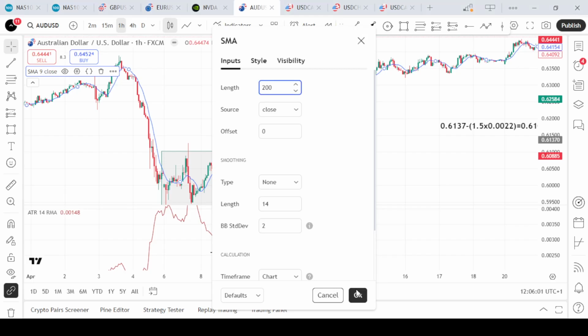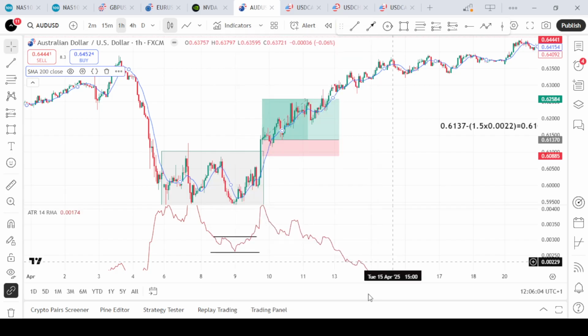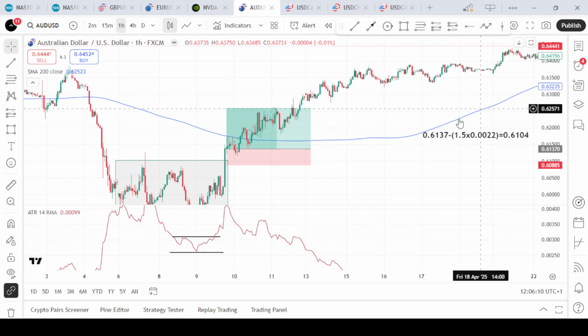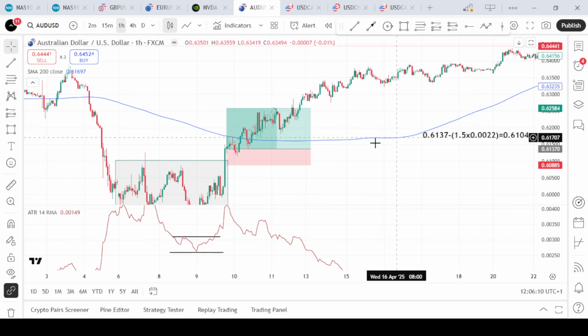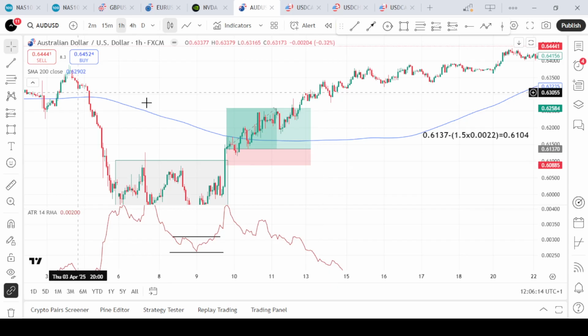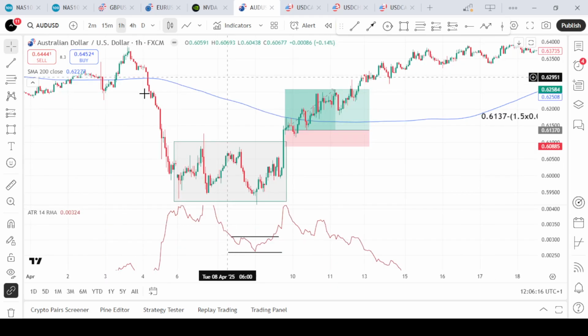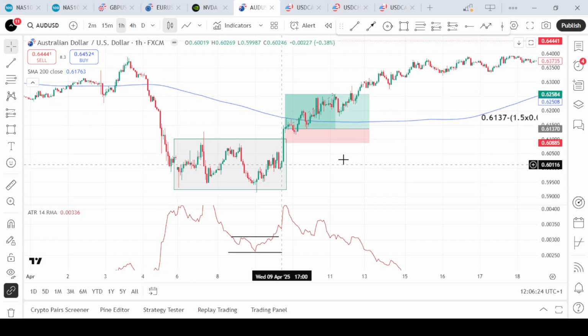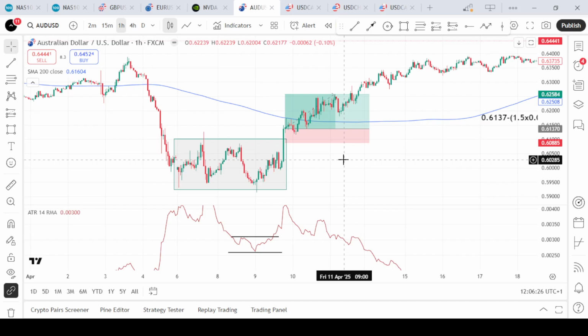Then it will help you to filter out some trades you take. You can only look for buying scenarios when price is above your 200 moving average line. Then you look for only selling trades when price is below the 200 period moving average. This is another indication, and it is another confidence you can add so that you wouldn't take any trade anywhere you see a trade.